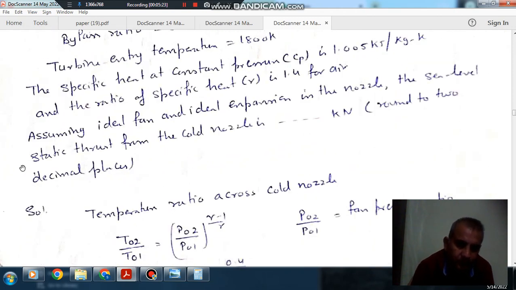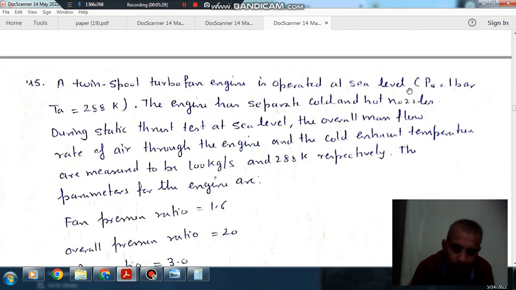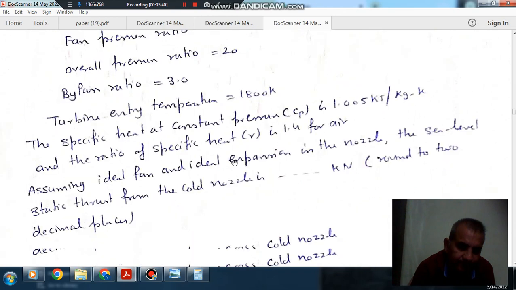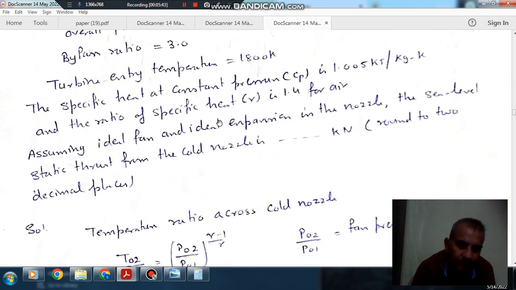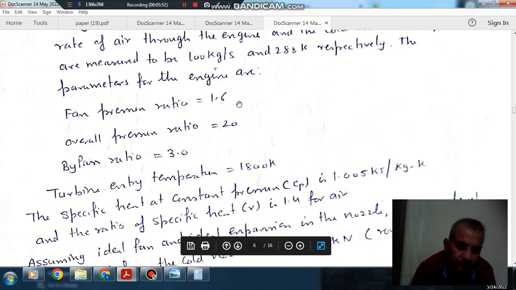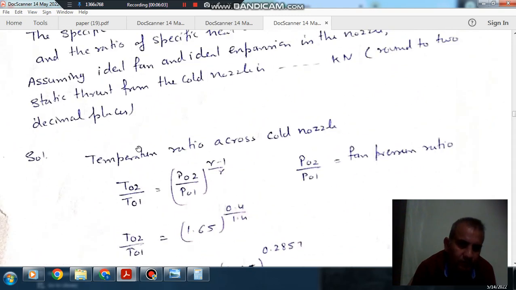So here the sea level pressure is 1 bar. The overall pressure ratio is 20 and the fan pressure ratio is 1.6. So across the fan, or the cold nozzle, the pressure ratio is only 1.6, not 20. So we take 1.6 to the power 0.4 by 1.4.